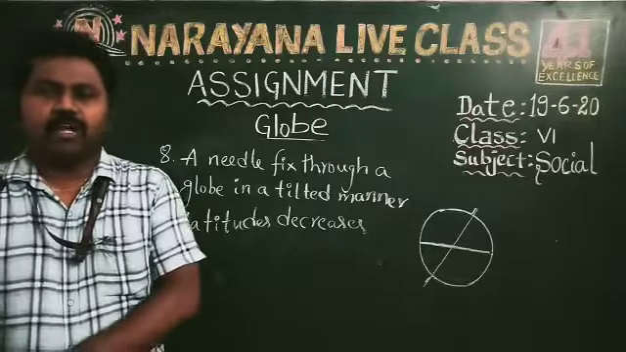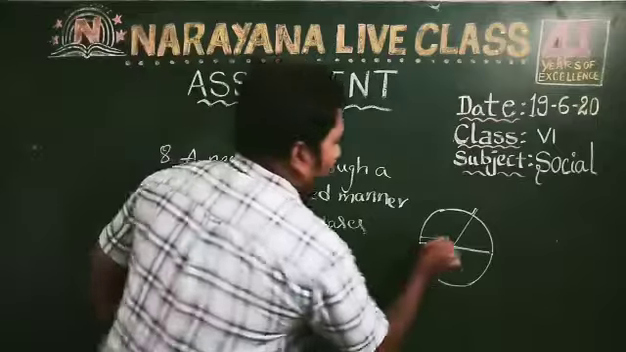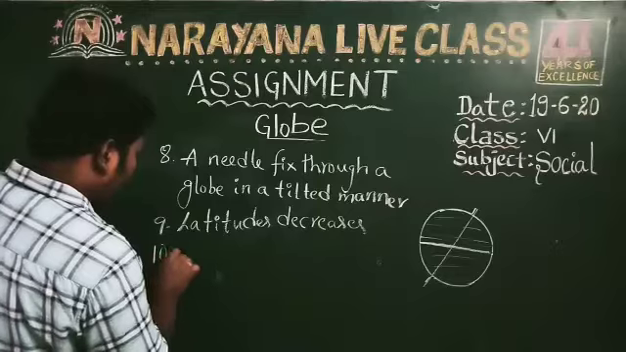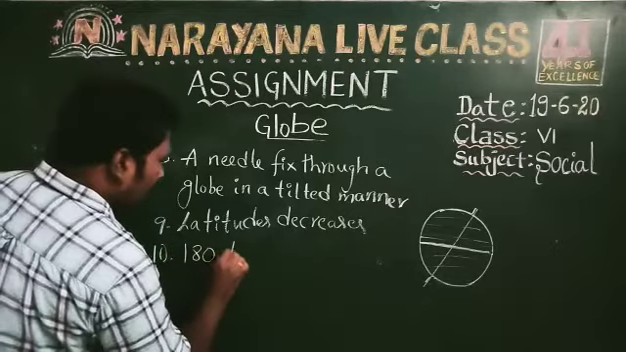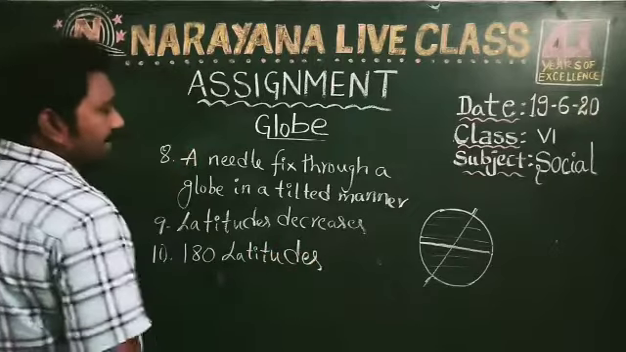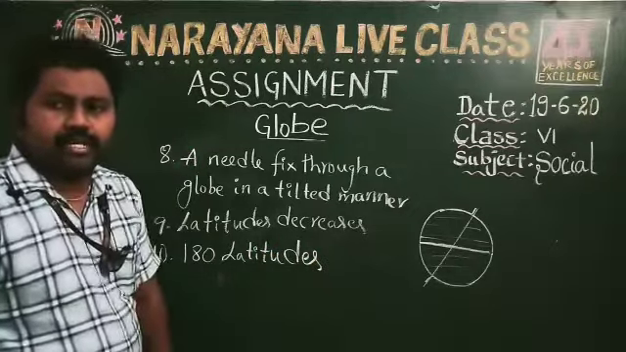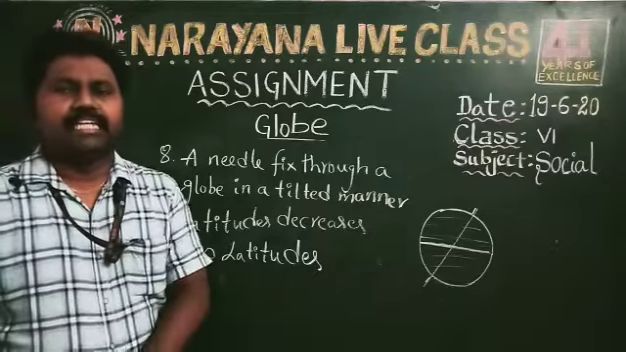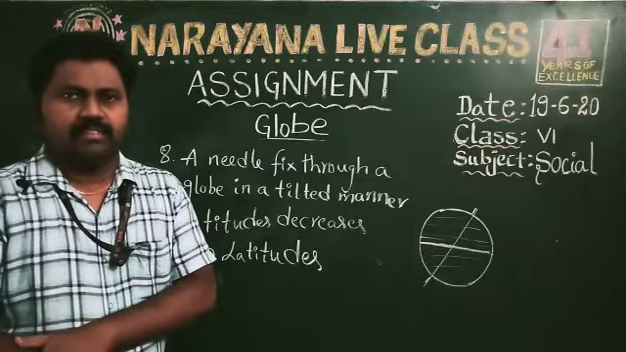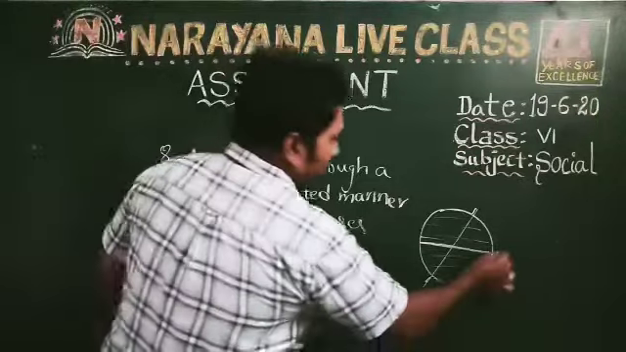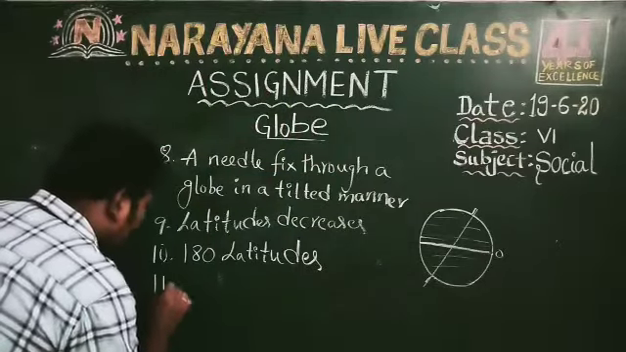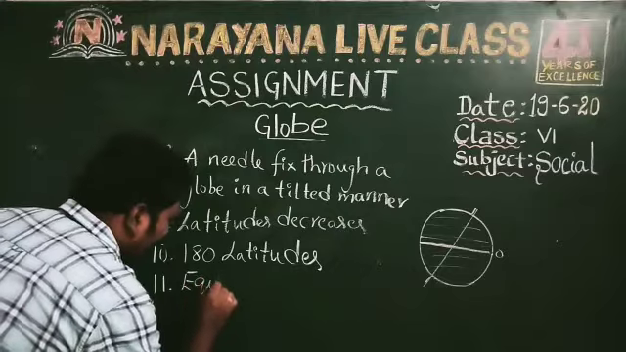Now let's move on to the 10th question. How many latitudes are there? Means, in total, how many latitudes? Total there are 180 latitudes. So the answer is 180 latitudes. Okay children. Then the 11th question is: which latitude represents 0 degrees? The answer, we already know this: the 0 degree latitude is the equator. So the answer is equator.